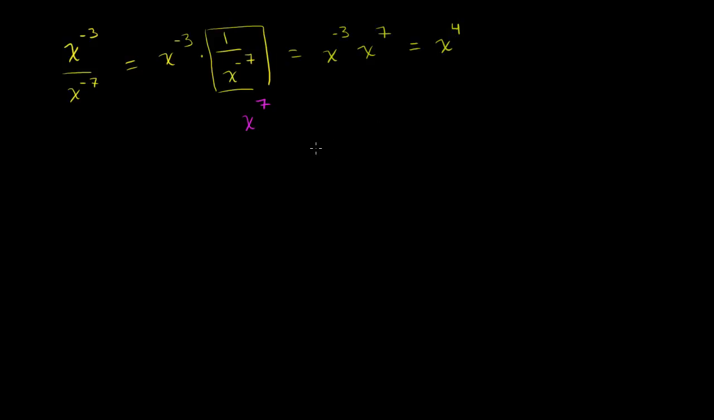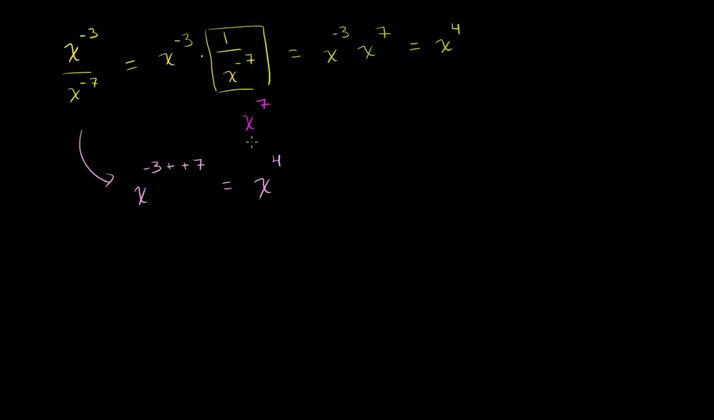Now another way, a completely legitimate way we could have done this, is we could have just subtracted the exponents. We could have said, well, gee, this is the same base. This is going to be x to the negative 3 minus negative 7th power. Well, negative 3 minus negative 7, that's negative 3 plus 7, which is equal to x to the 4th power.